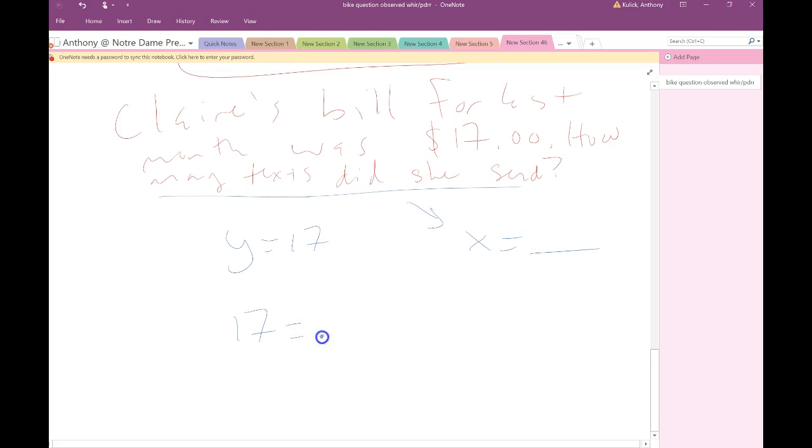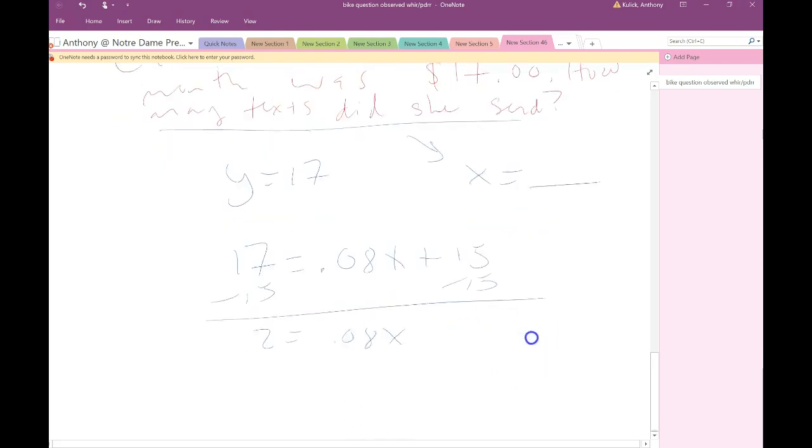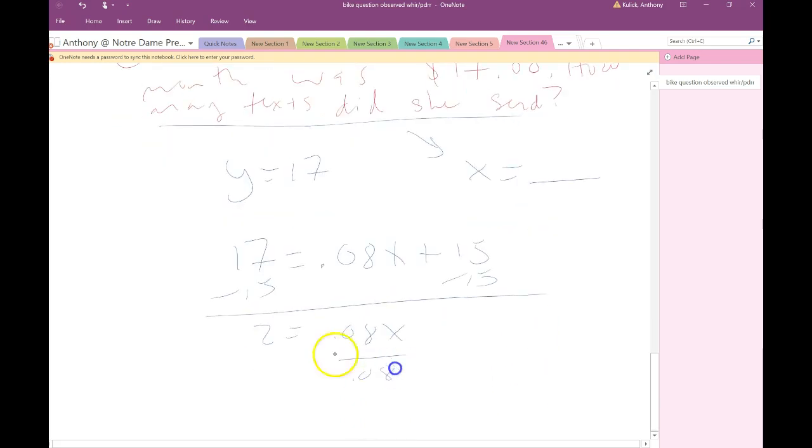How do I do that? Yeah, just plug in 17 for y and then solve for x. And from here it should be pretty easy. So we subtract 15, and if I divide by 0.08, I get 25. So 25 texts. Okay with that, Claire? So I could ask a question like this, where I ask you to use your formula to find something. Okay?